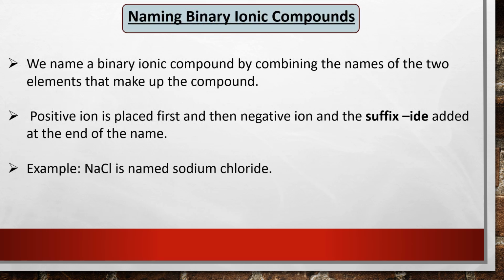Naming binary ionic compounds. We name a binary ionic compound by combining the names of the two elements that make up the compound. Positive ion is placed first and then negative ion and the suffix "ide" added at the end of the name. Example, NaCl is named sodium chloride.